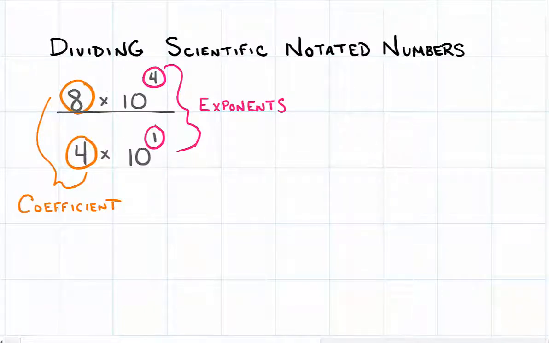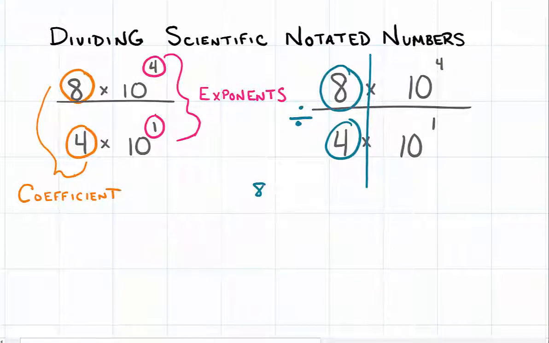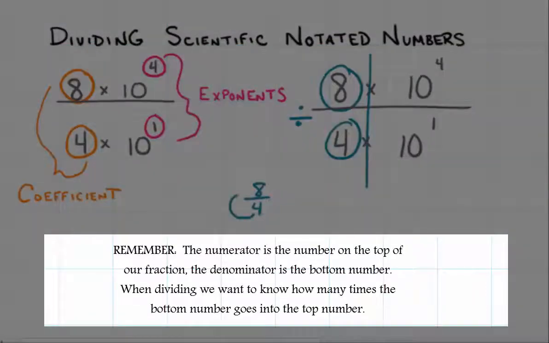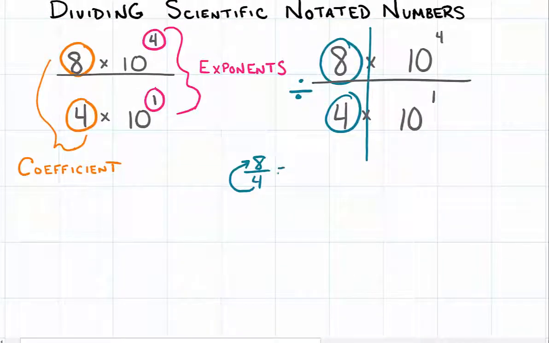What we need to do is split this division problem up into 2 sections. The first section, we're actually going to divide the coefficients. So I'm going to rewrite it. Sectioning this off, we're going to take the number 8, our numerator, and divide it by our denominator, the 4. 8 divided by 4. Any fraction we know is a division problem. How many times can the denominator go into the numerator? In this case, it goes 2 even times, and there's nothing left over, so there's no fraction or decimal left over. 8 divided by 4 is going to give us 2. So that's our new coefficient.